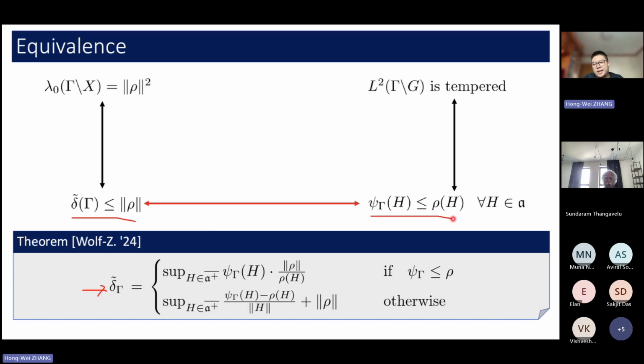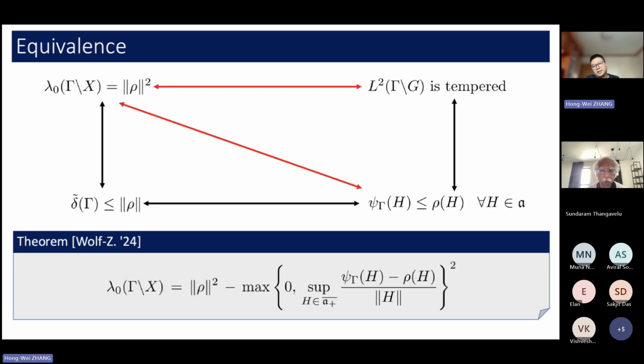It simply means that no matter which critical exponent you consider, if one is small, another is also small. This is like the smallness of the critical exponent. So with this equivalence, the whole diagram is now commutative, right? We have equivalence between every object.